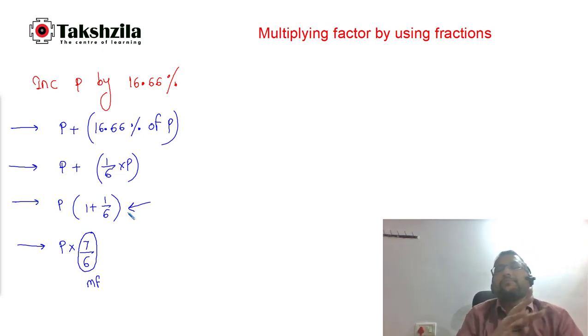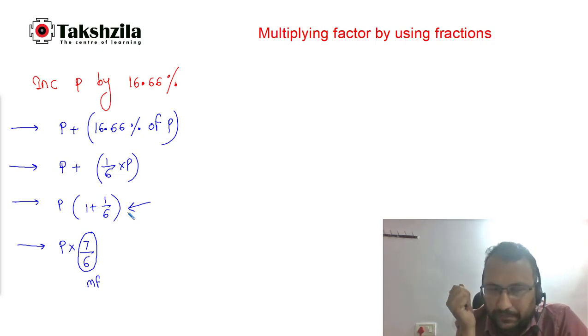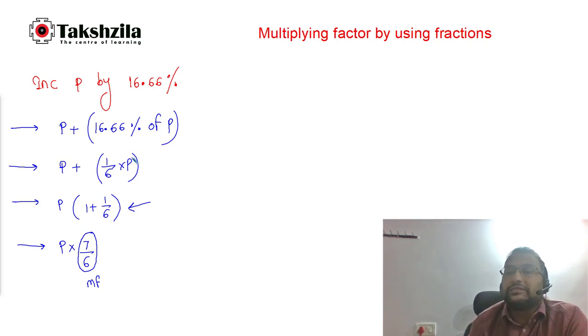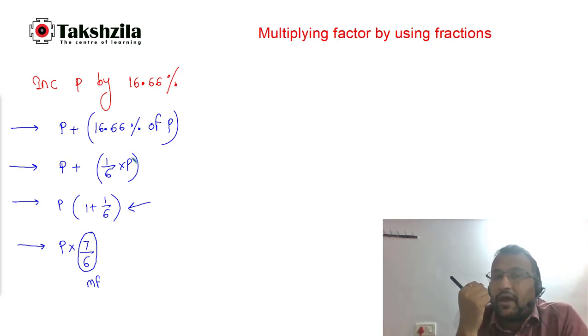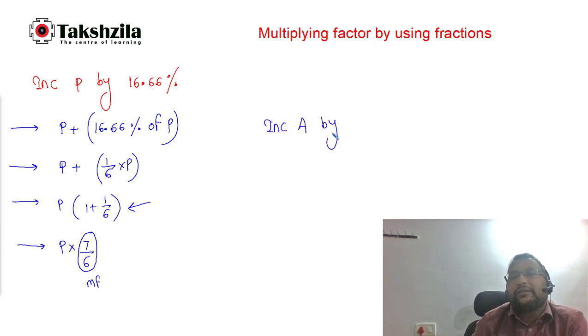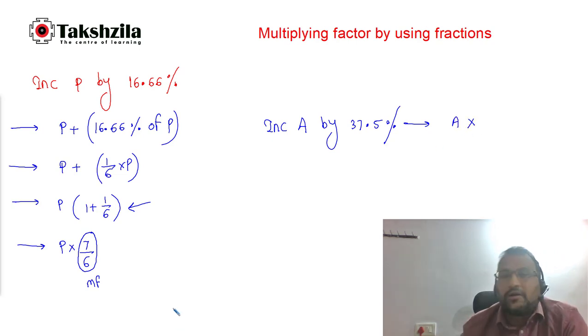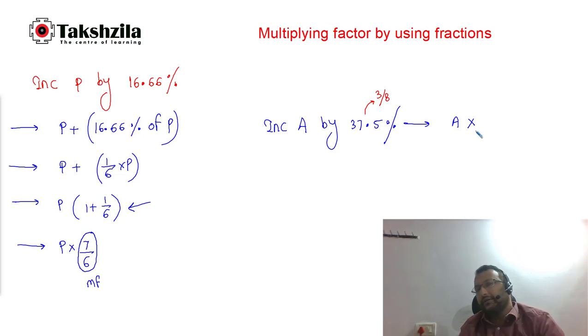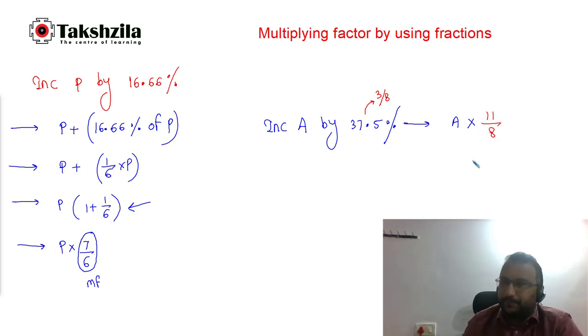If it is increase, 1 plus; if it is decrease, 1 minus. Now you are not supposed to do these in-between steps, you are directly supposed to arrive at the multiplying factor 7 by 6. Now how can we do that? Let's have a look at it. If a statement is increase A by 37.5%, so we should multiply A by which fraction? Now we know that 37.5% is nothing but 3 divided by 8. So we should multiply A by 1 plus 3 by 8, that is equal to 11 divided by 8.